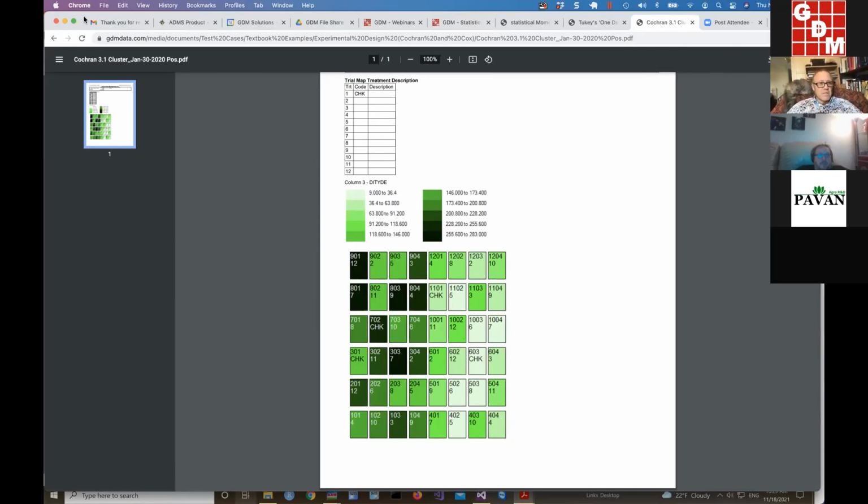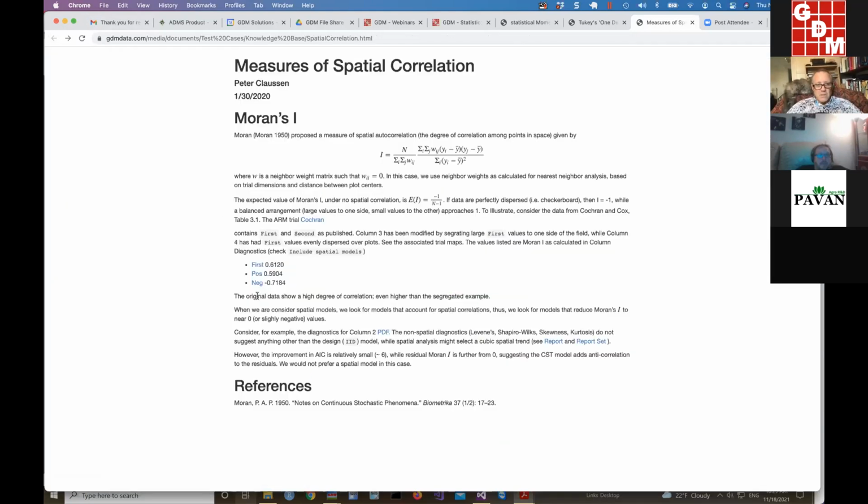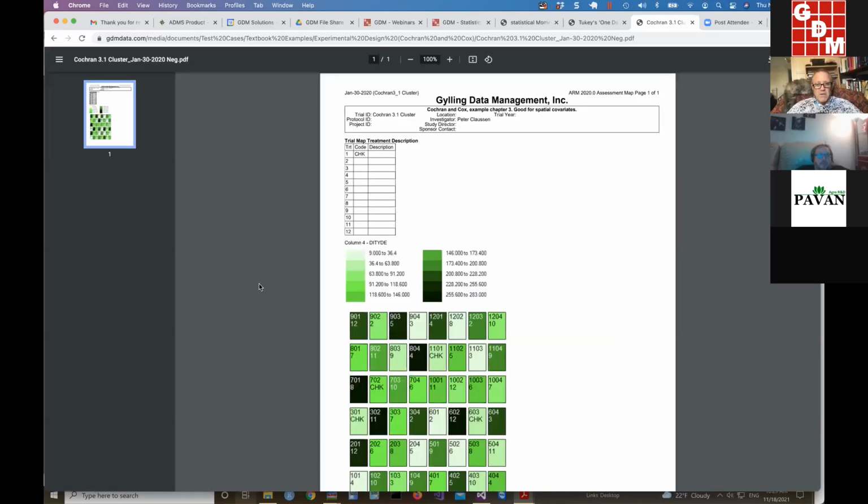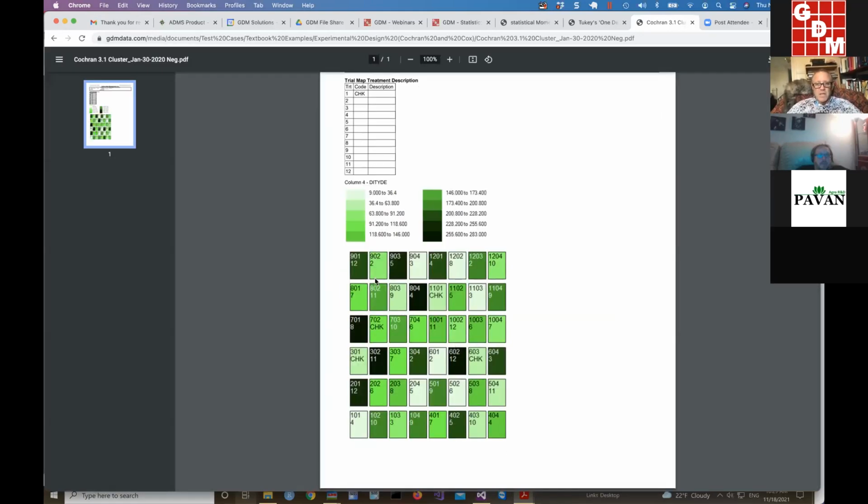In contrast, a negative Moran's I value gives us something like a checkerboard pattern, where we alternate between small and large values. And here I show an approximation of a checkerboard pattern using values from the field trial itself. So a negative Moran's I tells us there is an anti-correlation among our structures.